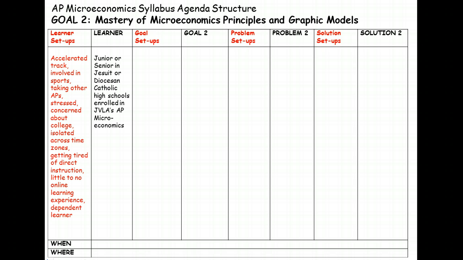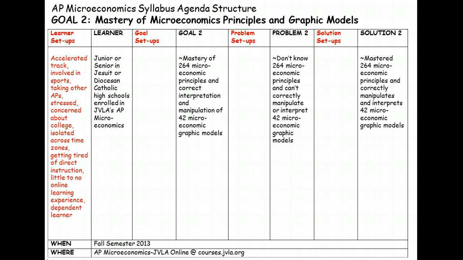Next, I filled in the goal, problem, and solution sections that you see in the black up there on the top. Goal 2, problem 2, and solution 2. Because these seemed the easiest to go and the clearest. The goal, the problems, the obstacles, and the solution.